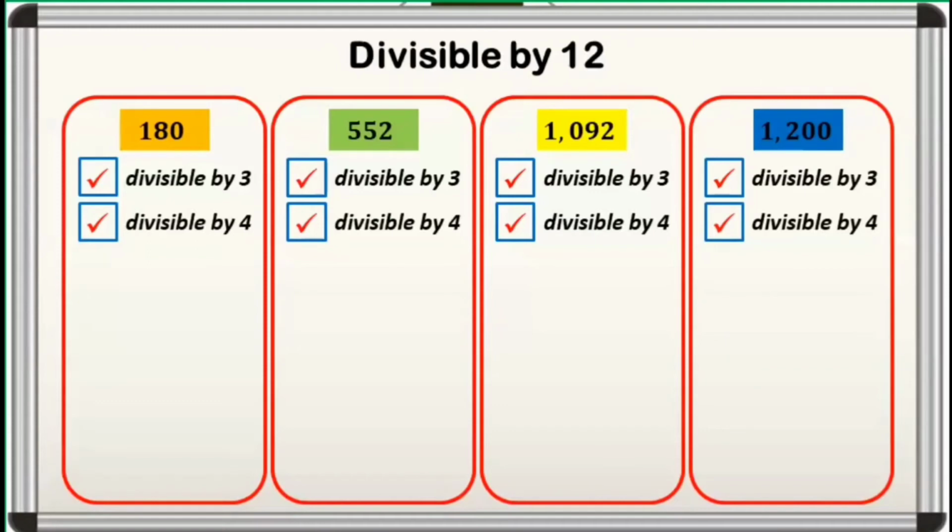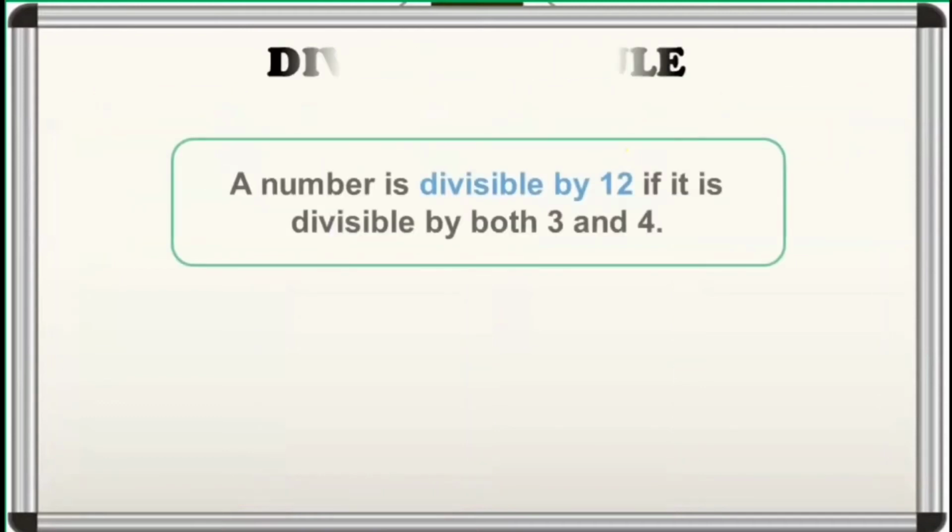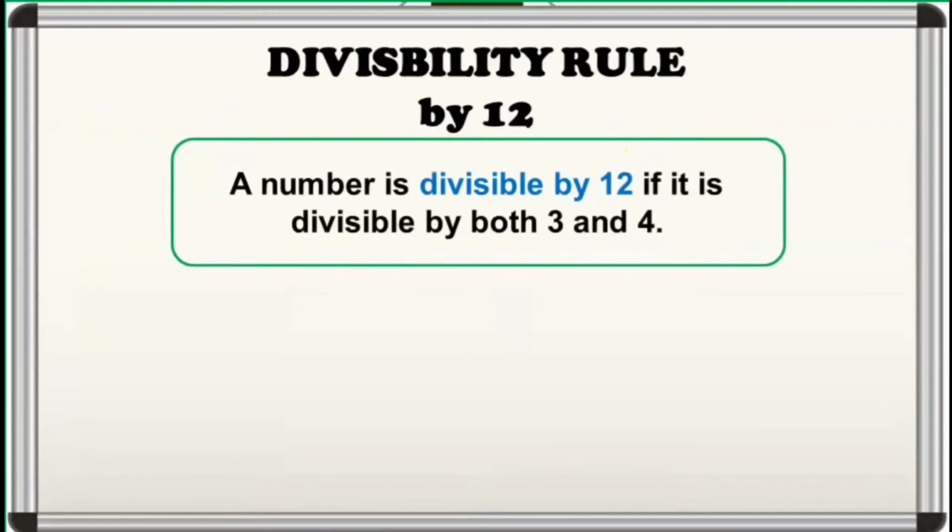Observing, we can see that the numbers that are divisible by 12 are also divisible by both 3 and 4. So, our conclusion would be, a number is divisible by 12 if it is divisible by both 3 and 4. Ibig sabihin, dapat ang number ay parehong divisible by 3 at 4 para masabi na ito ay divisible by 12. Kung hindi siya divisible by either 3 or 4, masasabi natin na hindi siya divisible by 12.